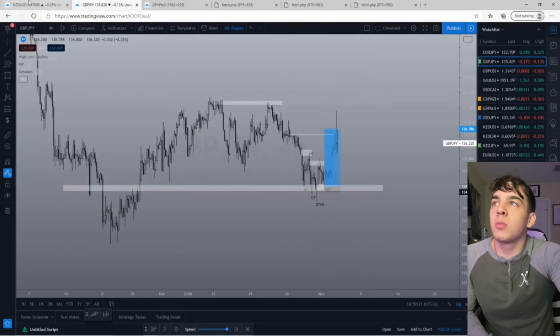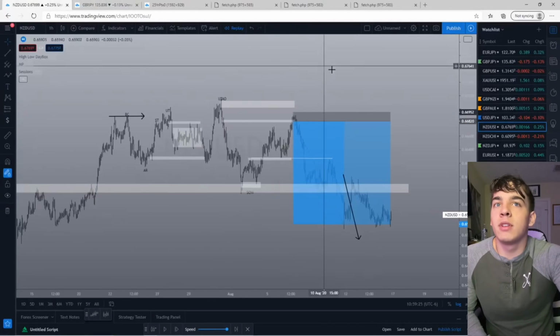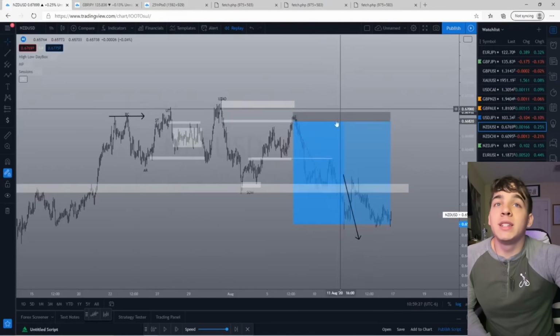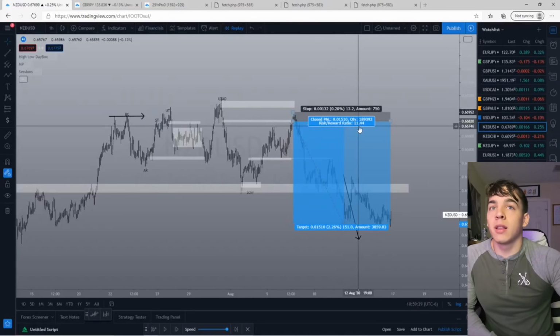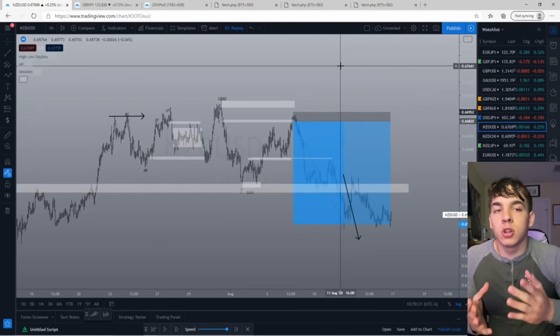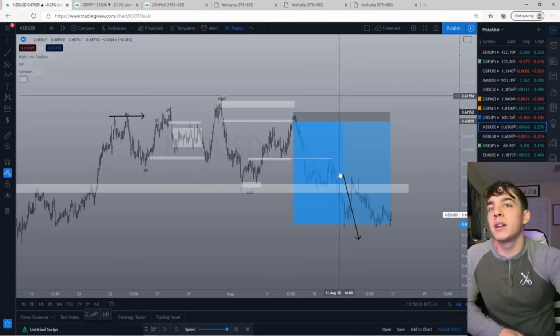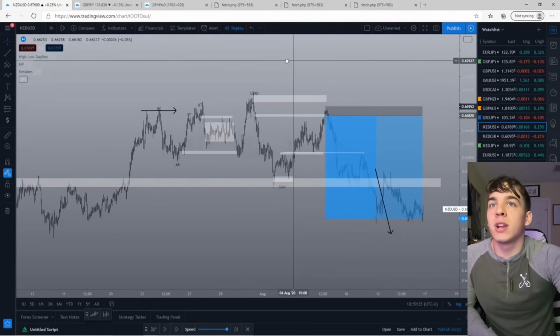1 to 9 setup on GJ, and then a 1 to 11 setup on NZDUSD. So the risk to reward is there. Like I said, be okay with losses, because your losses are so small compared to the overall reward here. So that is pretty much it, guys.